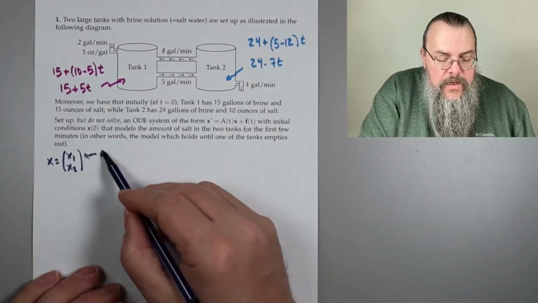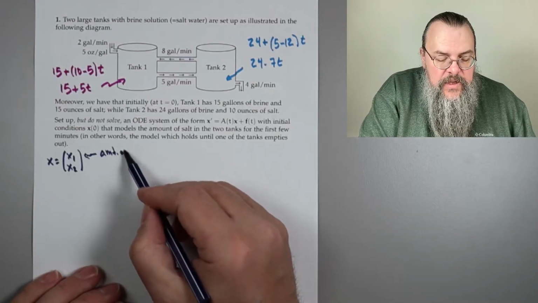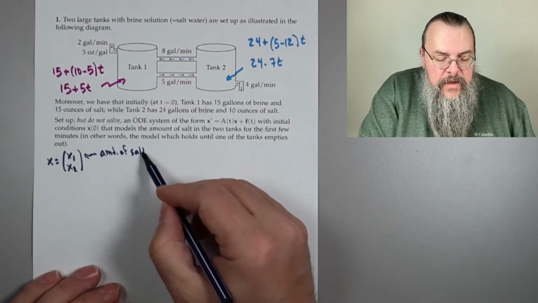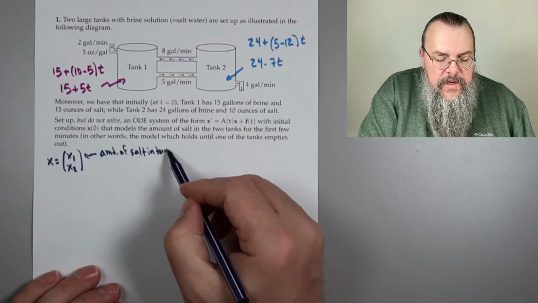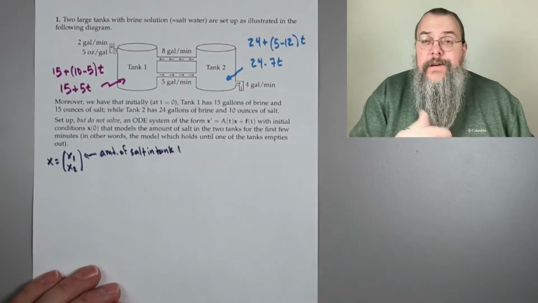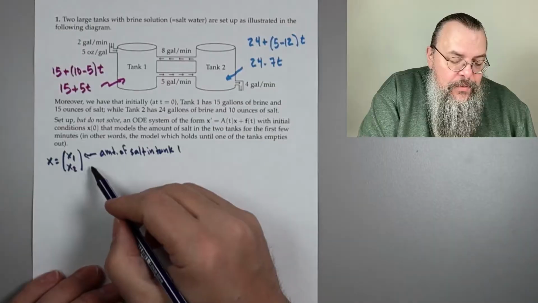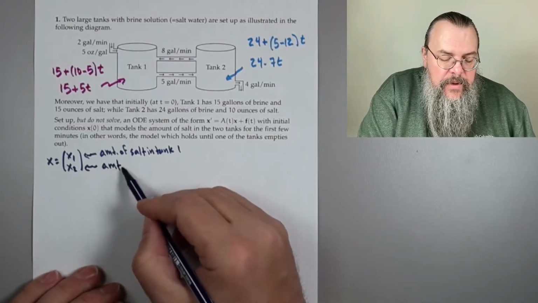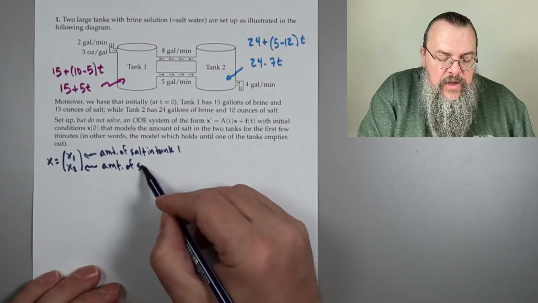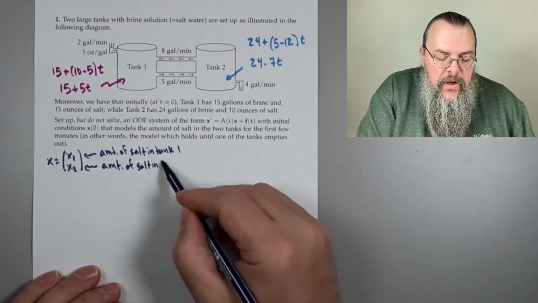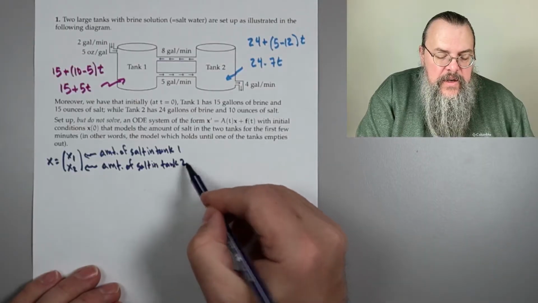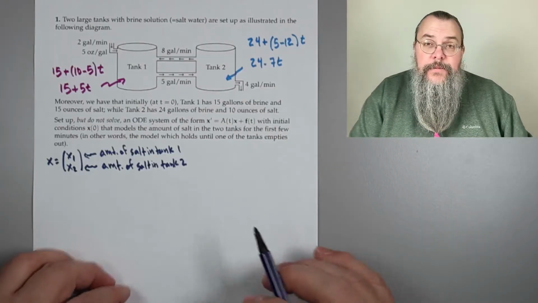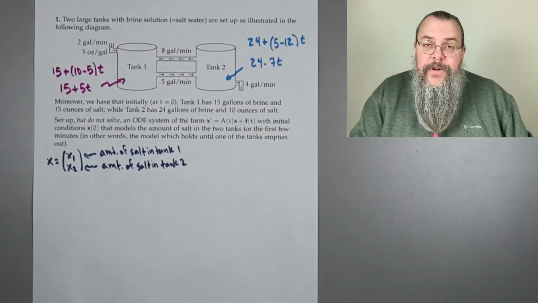Well, x1, that's the amount of salt in tank 1. And I'm not writing the of t as I should, but all of these are changing with time. x2, that's the amount of salt in tank 2. All right, and great. So what are we after? Well, we want to figure out what's going on.